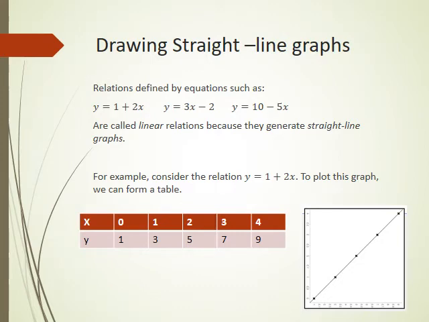When we're drawing straight line graphs, we might be given an equation that looks like this. This is called slope-intercept form. The reason it's called slope-intercept is that this is the dependent variable, x is the independent variable, but the other two parts are this one here, which is the slope, and this one here, which is the y-intercept. We call these linear relationships because when we graph them, we make a nice straight line. Linear comes from the word line.